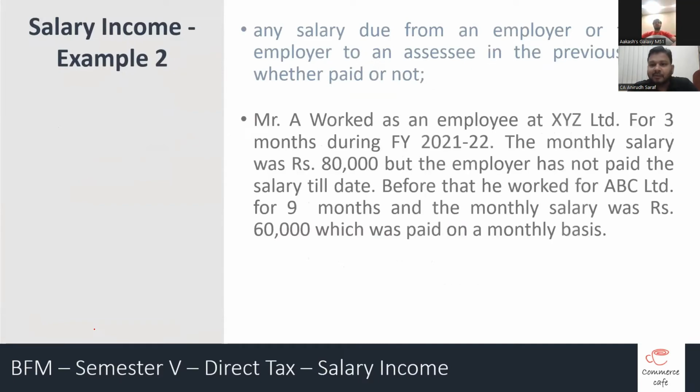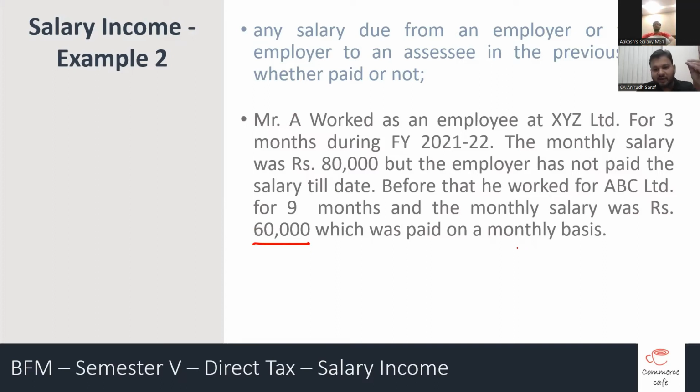Mr. A worked as an employee at XYZ Limited for 3 months during FY 21-22. The monthly salary was 80,000, but the employer has not paid the salary till date. Before that, he worked for ABC Limited, any other company, for 9 months. So from 1st April 2021 till 31st December 2021, he was working for ABC Limited, where his salary was 60,000 rupees and it was paid on a monthly basis.